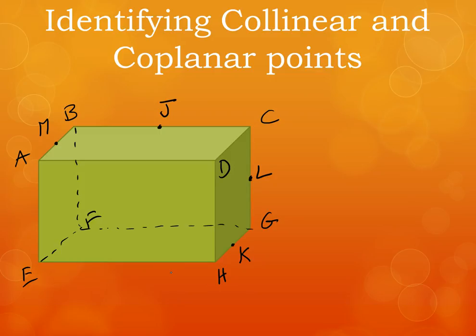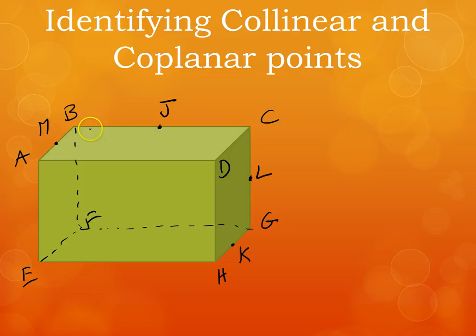Now, if they're collinear, it does not necessarily make them coplanar. For example, A, M, B, J, C, all 5 of those points are not on the same line. A and B are on this line, and then J and C are on this line with B. So they share point B, but they're not together on that same line.